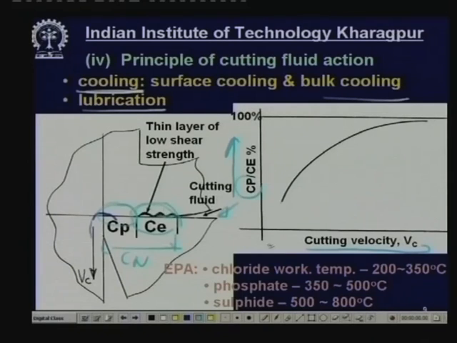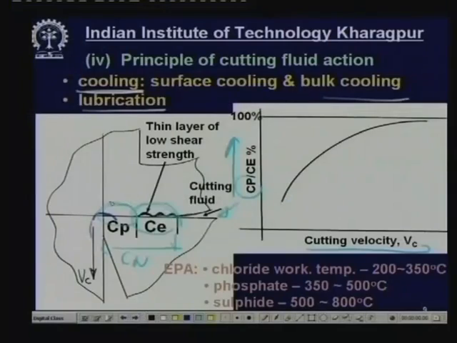So, it is stated that with increase in velocity, the lubricating effect gradually diminishes. So, at high speed, lubricating type of cutting fluid is not preferred, cooling type fluid has to be selected. Now, how does it work really at this zone?